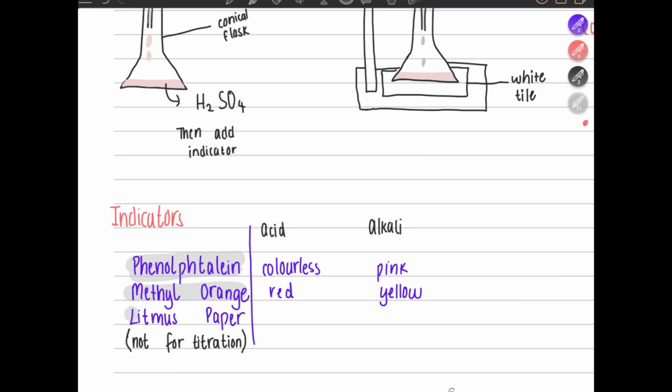Now, if you have a litmus paper, remember this litmus paper is not ideal for titration because how are you going to dip it while you are doing titration? In acidic solution, it turns from blue to red, so you have to use a blue litmus paper. It will turn red. And for alkali, you have to use a red litmus paper, and this turns blue. Now what do?